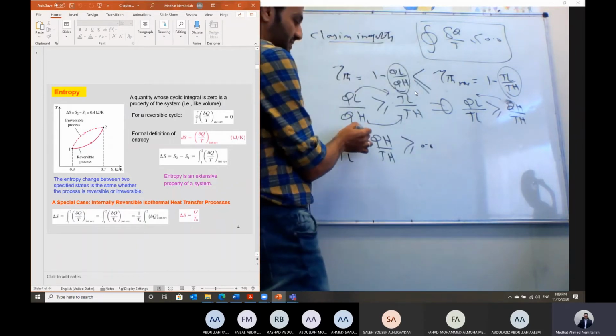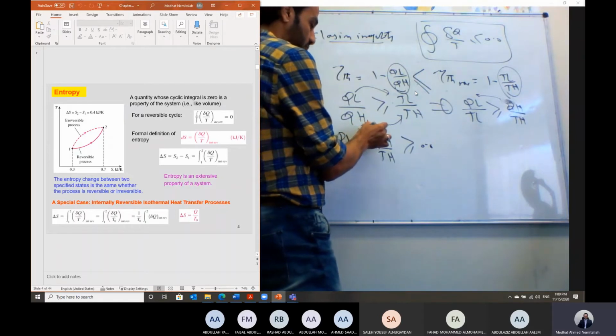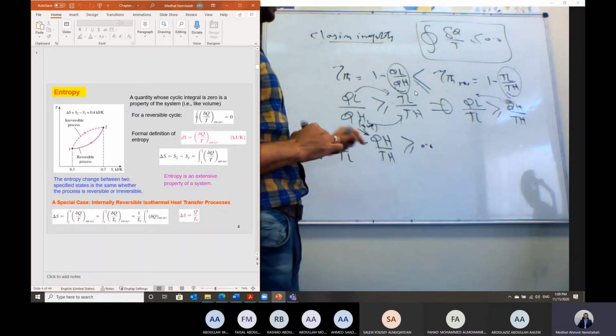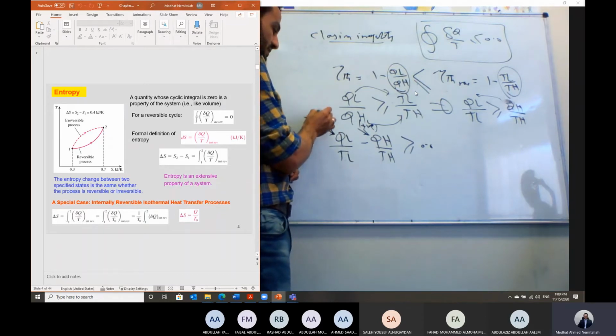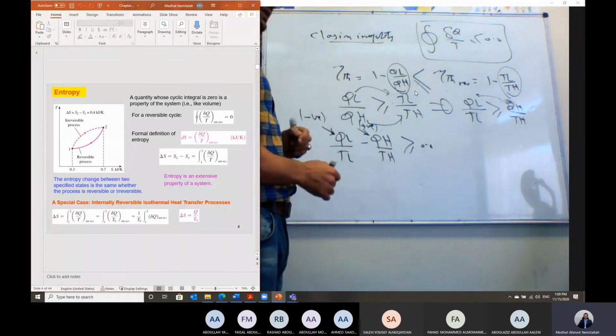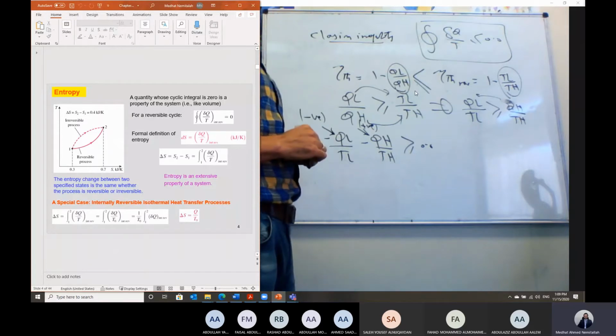This Q high, guys, is the heat added to the heat engine. That should be a positive value. But we have a negative sign here. But this Q low is the heat rejected in the condenser, and it should have what? It should have a negative sign. So that means this term is also negative.